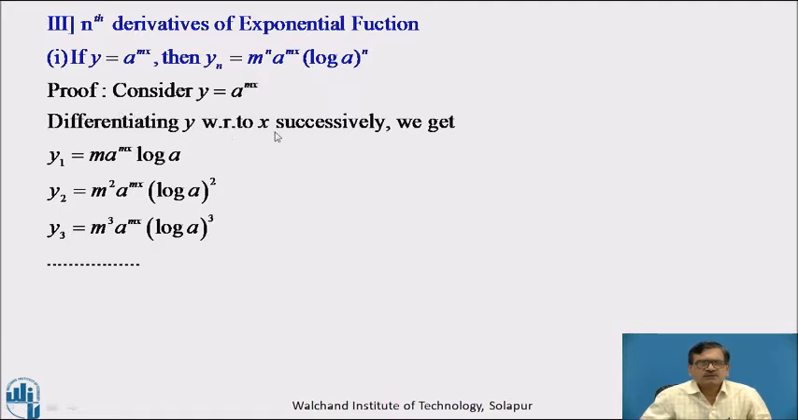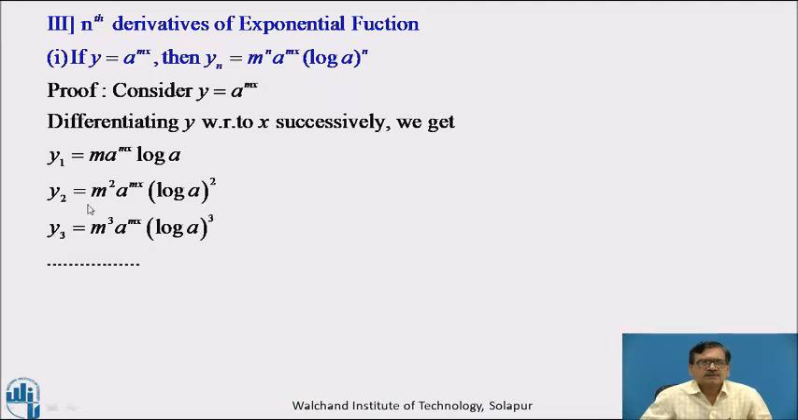Differentiating y with respect to x successively, we get, here we are denoting the first derivative by y suffix 1, dy by dx. As you know, the derivative of a raised to mx is m into a raised to mx into log a. This was the first derivative of y equals a raised to mx. Now again differentiating the first derivative with respect to x, we get the second derivative, that we denote y suffix 2, which is equal to m square into a raised to mx into (log a) whole square.